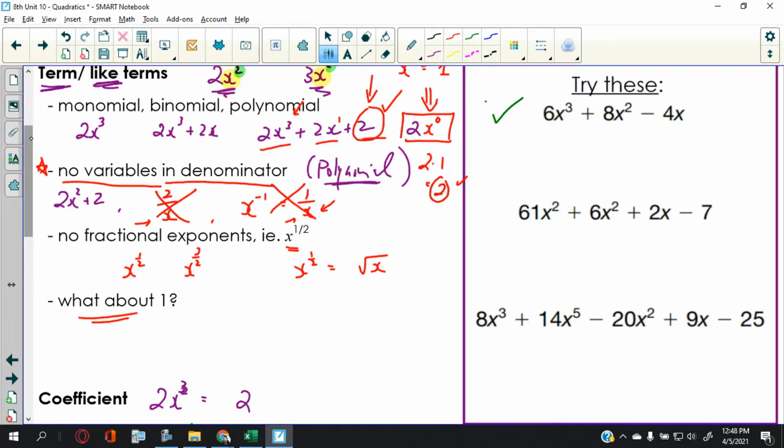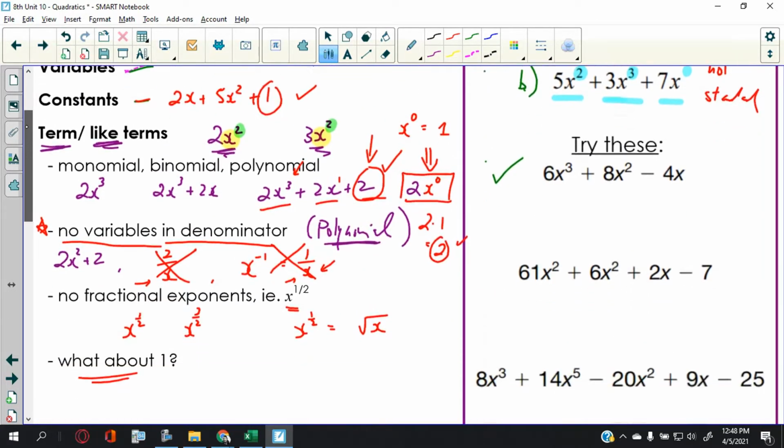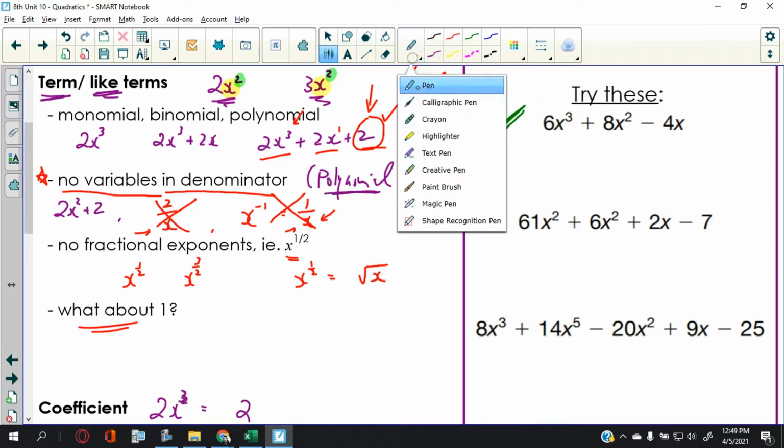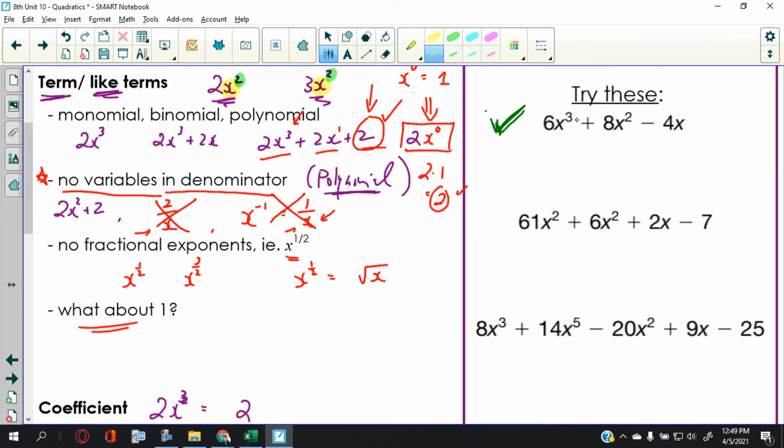Let's see, what else should I ask you? Is this an expression or an equation? Yeah, expression. Is this in standard form already? How do you know? Yep, it's in standard form already. Why? The term with the highest power is already written in the front. 3, 2, 1. Got that?